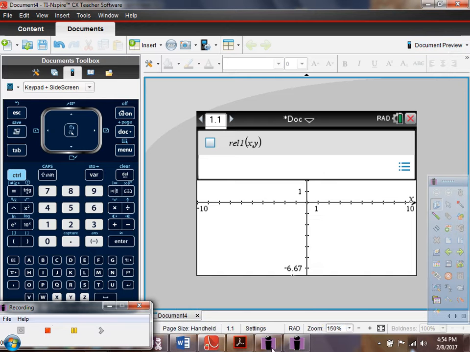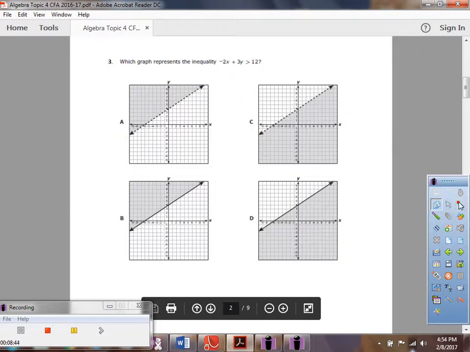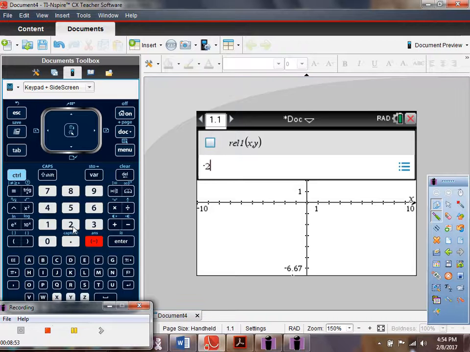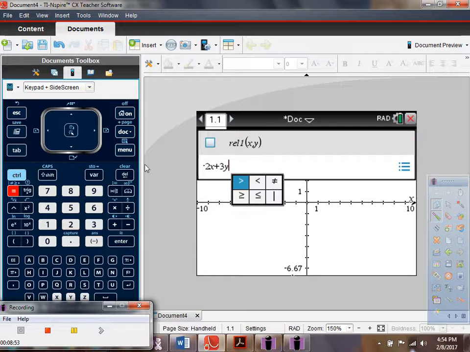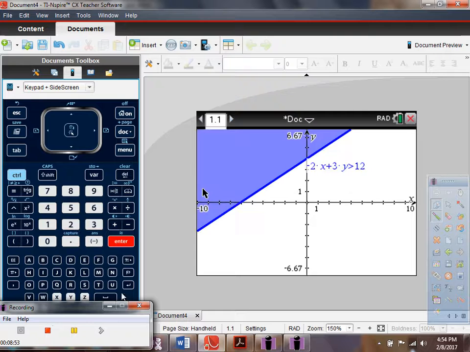So let's do that. Here's the inequality they want: negative 2x plus 3y greater than 12. So negative 2x plus 3y greater than, you have to hit Control equal and pick the right symbol, and then 12. So this, the shading's on the top.